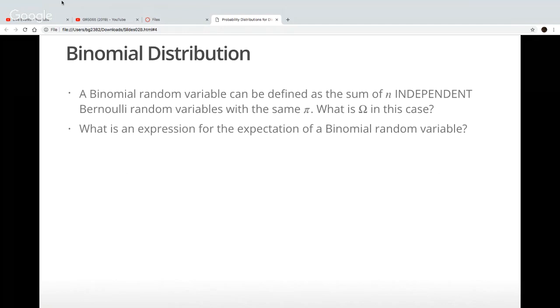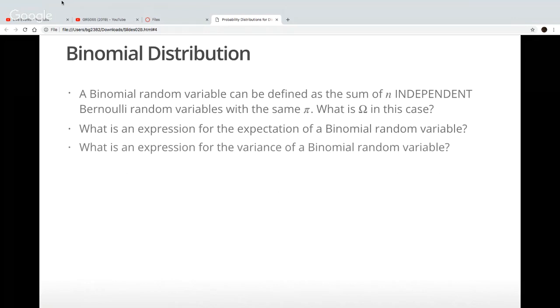So the success probability times n, which I assume you came to that conclusion based on what we did on Tuesday, that the expectation of a sum is the sum of the expectations. And so we're adding n Bernoulli random variables. Each of them has an expectation of pi. And so we do pi plus pi plus pi plus pi, n times. That's n times pi, the expectation of a binomial random variable.